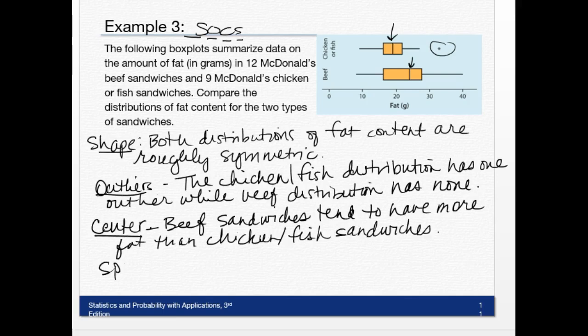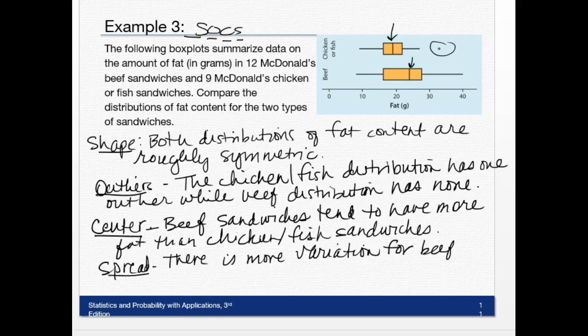And then lastly, spread. Look at our spread here. Which one has more variation? Which one is stretched further? Well, look, beef has much more variation than the fish and the chicken. There's more variation for beef sandwiches than for chicken or fish. And again, to find spread, you're looking at the width of your box. If your box is really tight, then there's very little variation. But the longer your box is, the more variation. That's what I'm looking at.